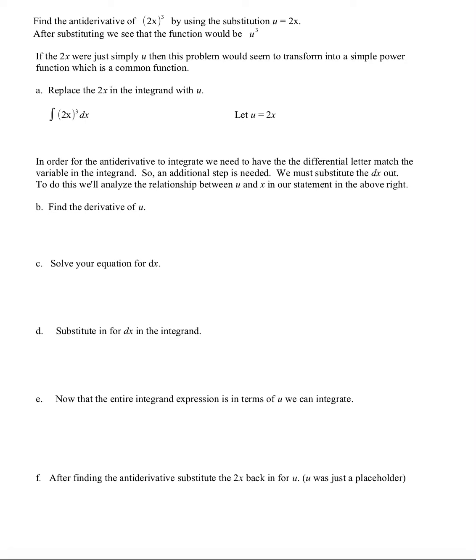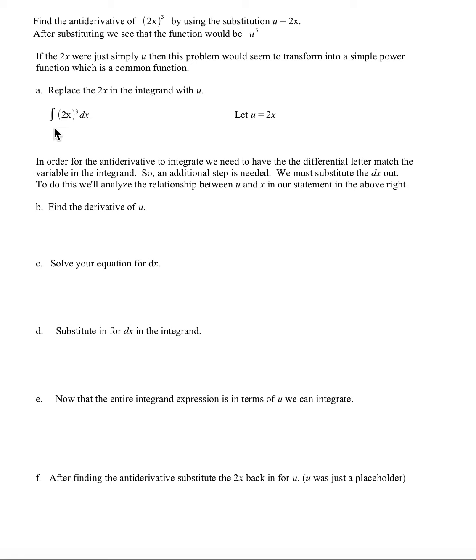Sometimes when we want to take the antiderivative of a complicated function, we can make the integration easier by using the technique of u substitution. For example, if we're trying to find the antiderivative of (2x) raised to the 3 power, we could transform this into a simpler power function just by making the substitution u equals 2x.